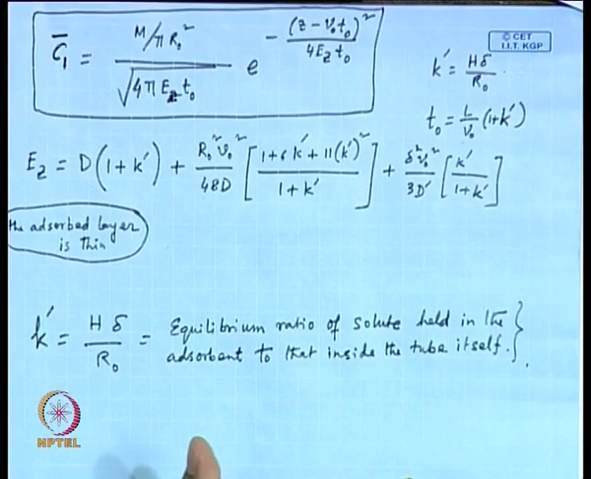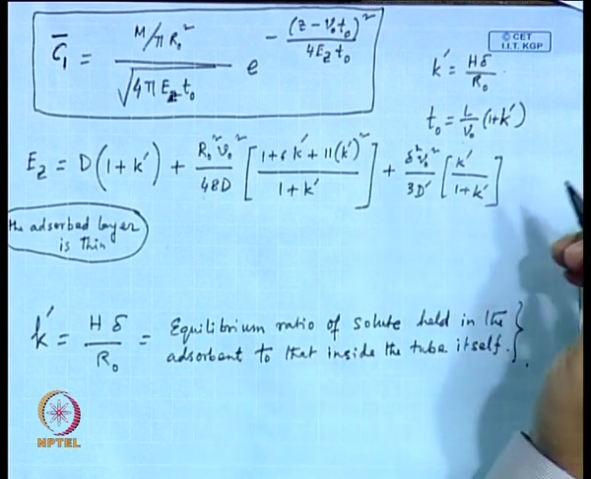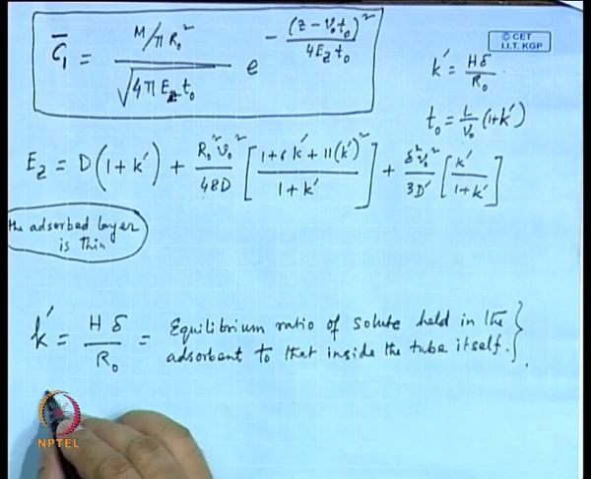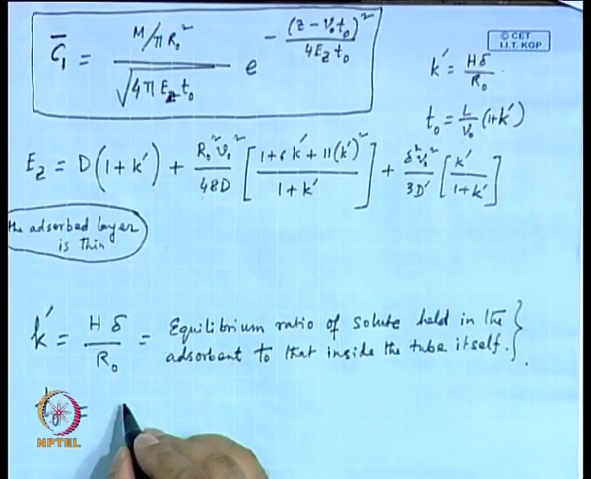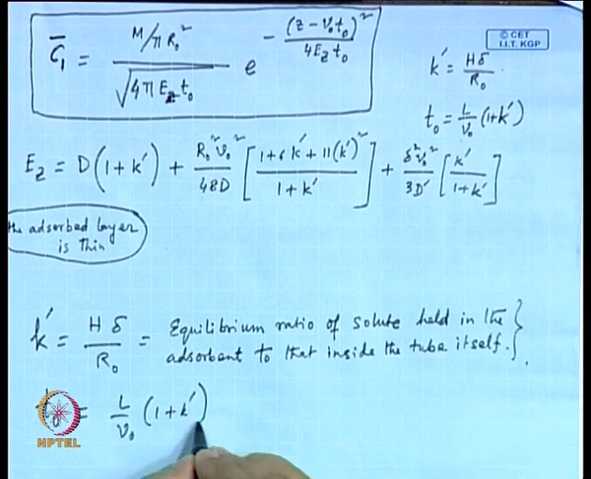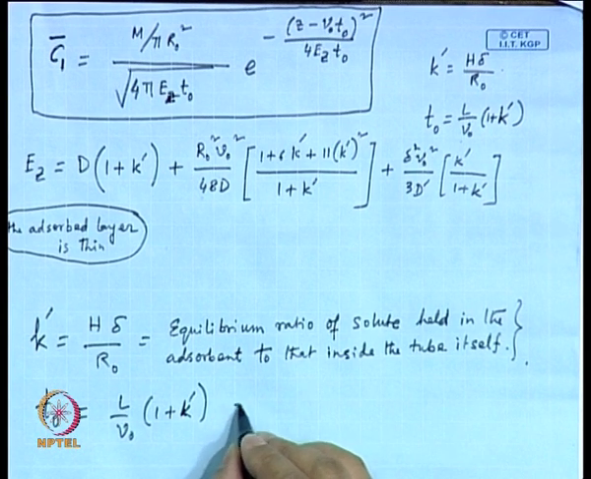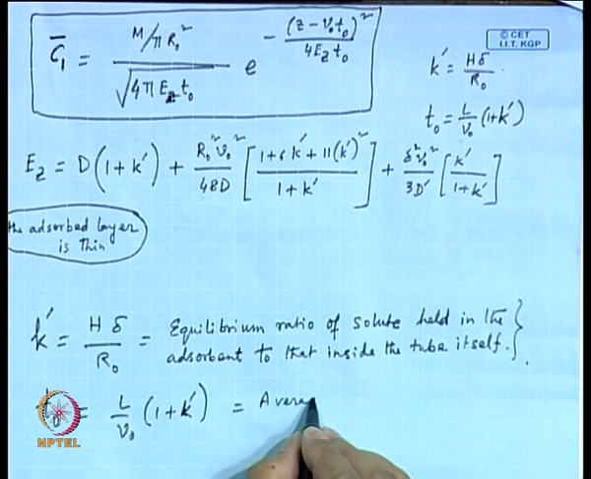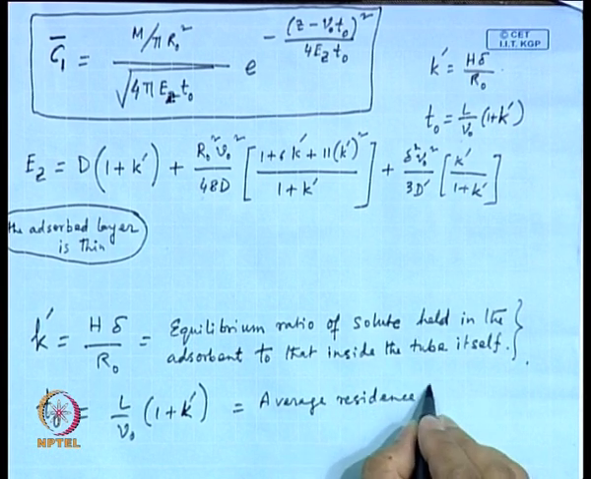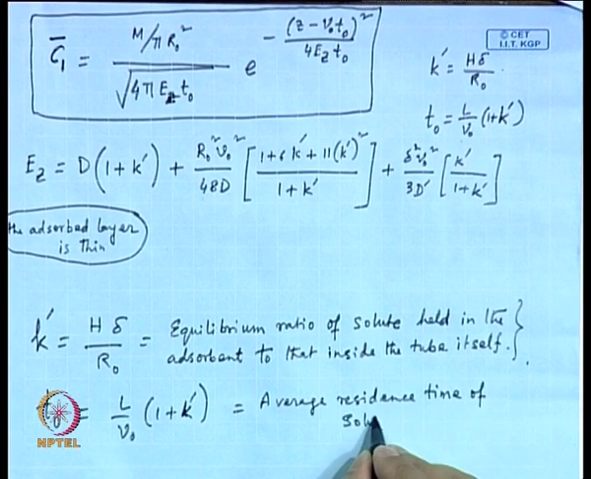Okay, now this is k prime, and so when you are writing this T0 as L divided by V0 into (1 plus k prime), if I write this once again, T0 is equal to L by V0 into (1 plus k prime). What this gives you is the average residence time of the solute.